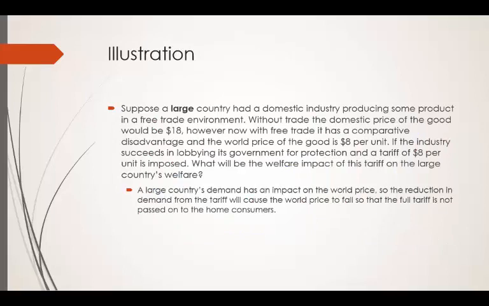Let's illustrate this again with another example. Suppose now we have a large country importing products under free trade at a world price of $8 per unit. Under autarky, the good would have been sold in its home market at $18 per unit. So this world price reduces producer surplus considerably. So again, we assume they lobby the government and the government agrees to impose a tariff of $8 per unit on the good. How does this affect the welfare of this country?